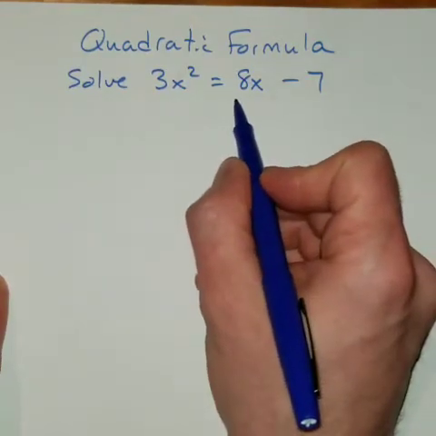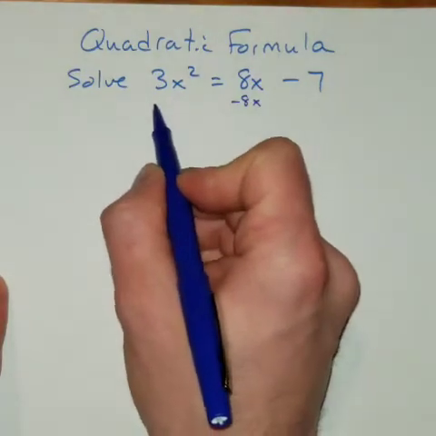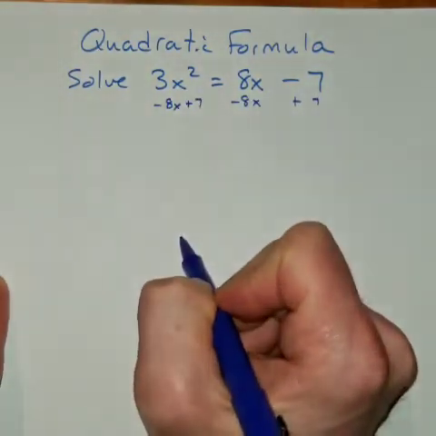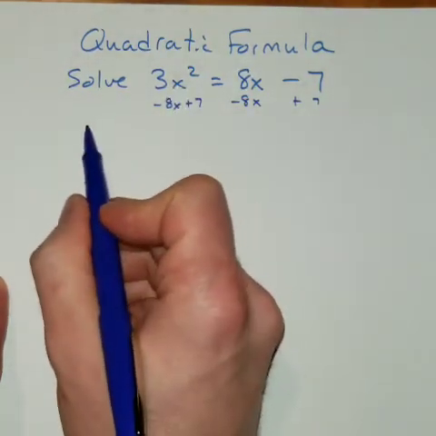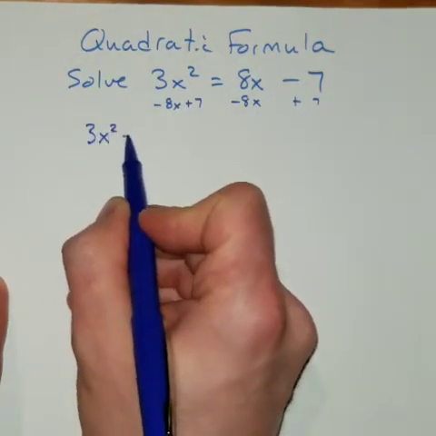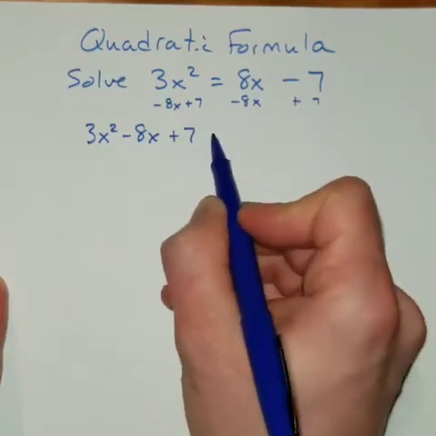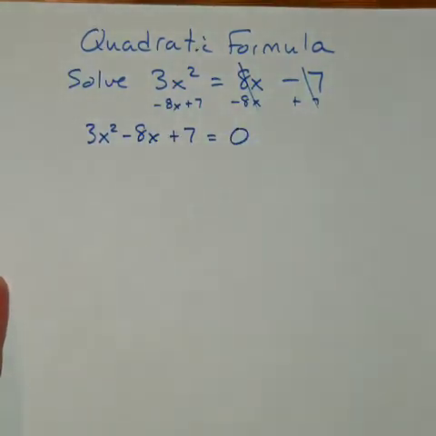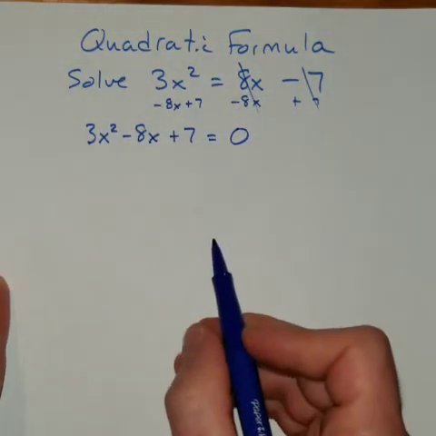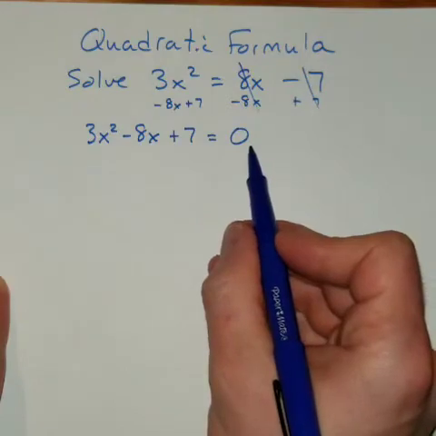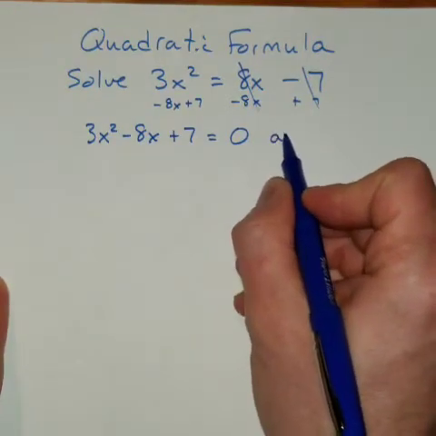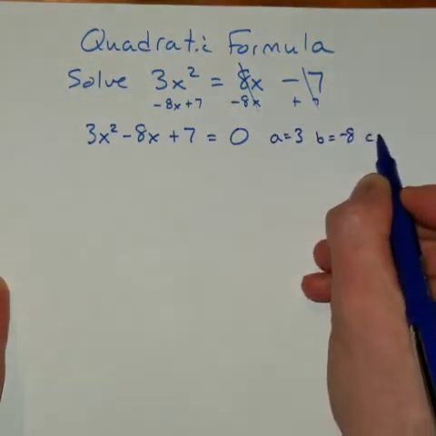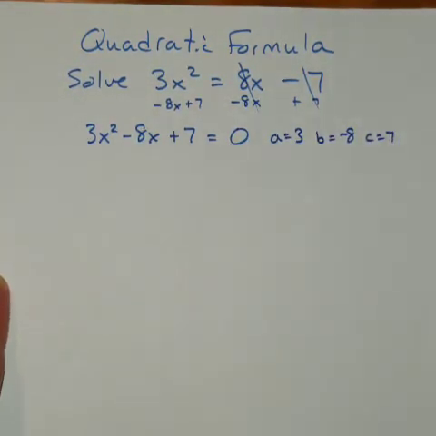So I'm going to subtract the 8x from both sides of this equation. I'm also going to add a 7 to both sides. And so the left side will become 3x squared minus 8x plus 7. The right side, everything zeroes out. Now my formula, I have it in the right format. I need the a, b, and c. So the a here is 3, the b is negative 8, and the c is 7. Those are the three numbers we'll plug in.